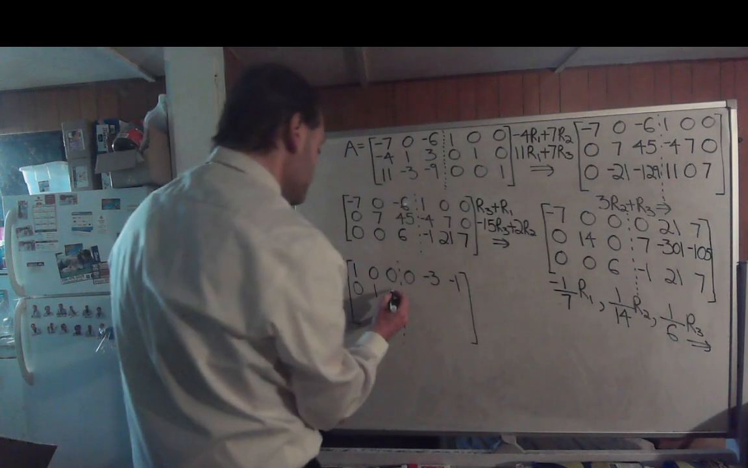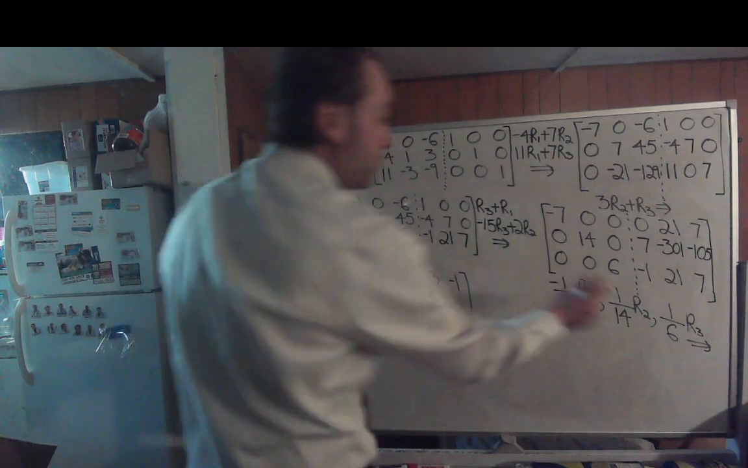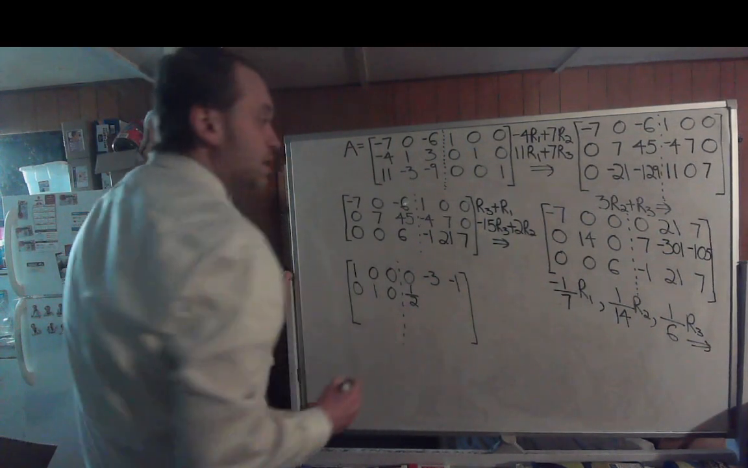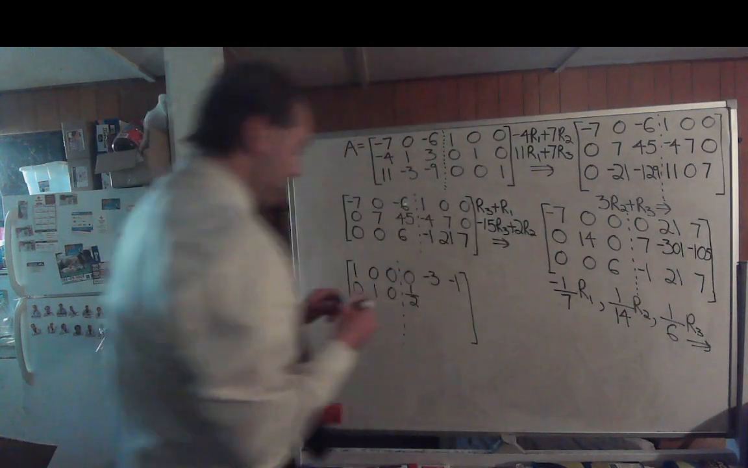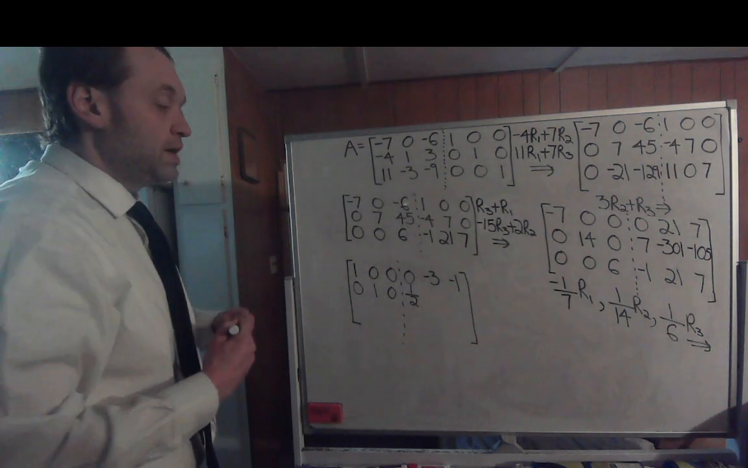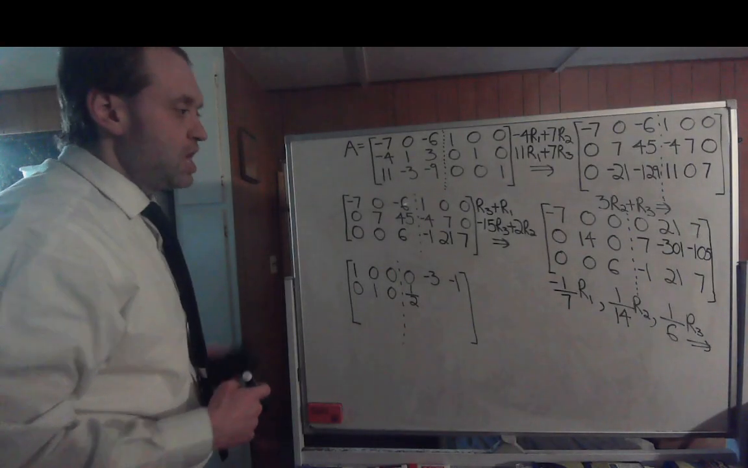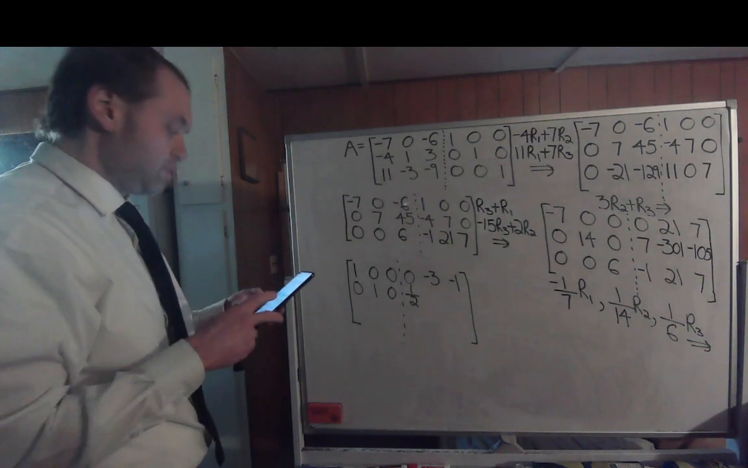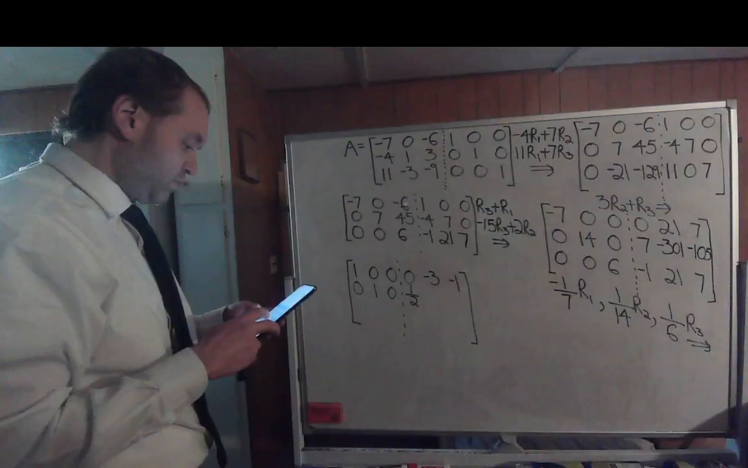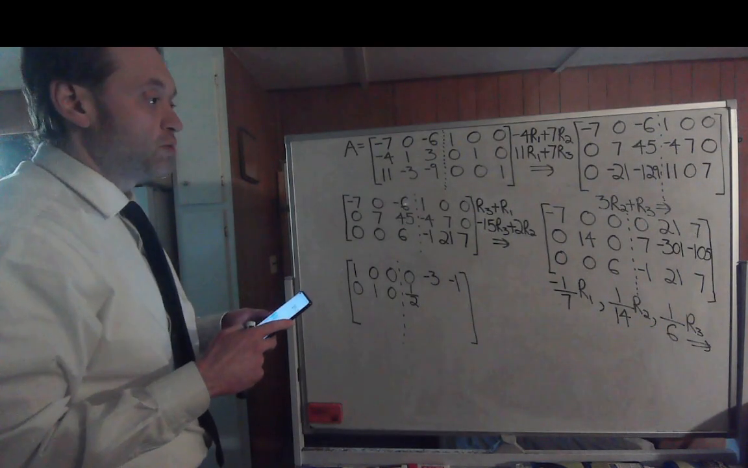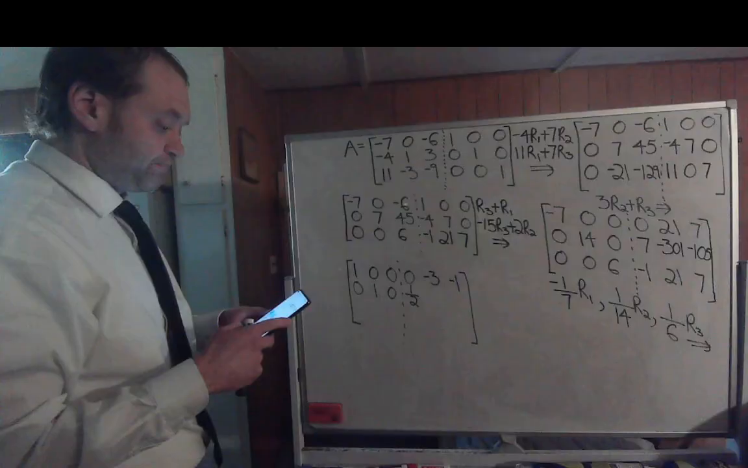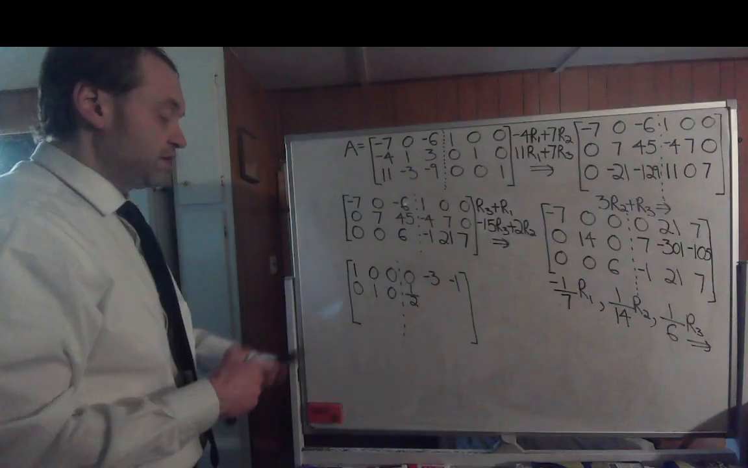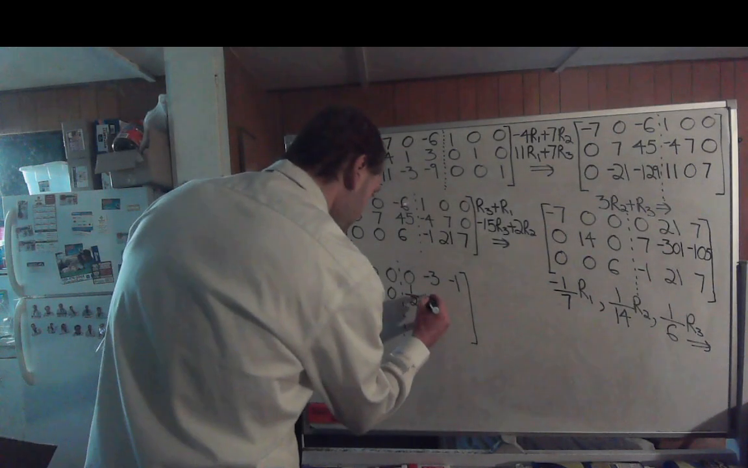1/14 of 0 is also 0. 1/14 of 7 is positive 1/2. 1/14 of negative 301. I know it's not going to go into it evenly, but what I wondered is, does 301 divide by 7? It does, 43 times. So you would end up getting negative 43 over 2.